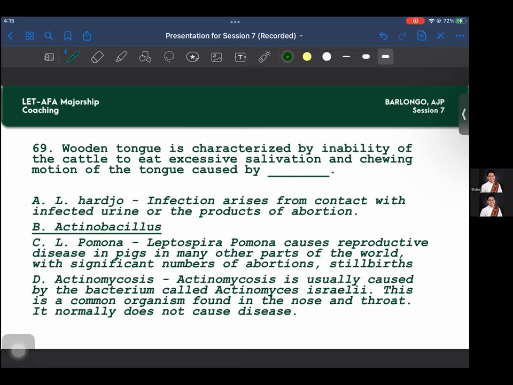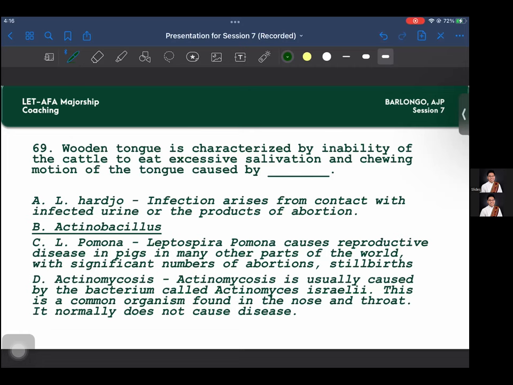Okay. And of course, yung actinomycosis, actually, this is not a causative agent, hindi siya causative agent, kung hindi siya yung disease itself. So, actinomycosis is usually caused by the bacterium Actinomyces israelii. So, this is a common organism found in the nose and the throat. So, it normally does not cause disease. So, yung letter D, ayun yung mismong condition. So it is not a causative agent.